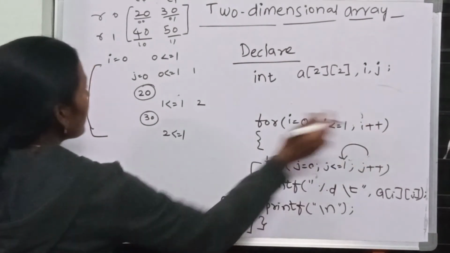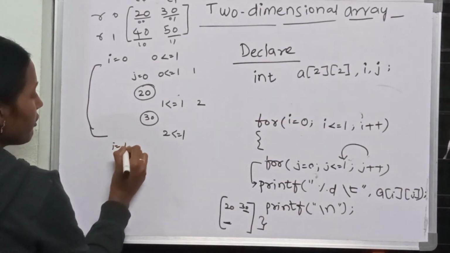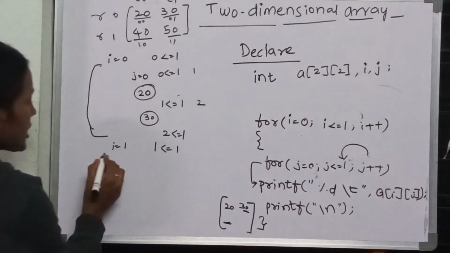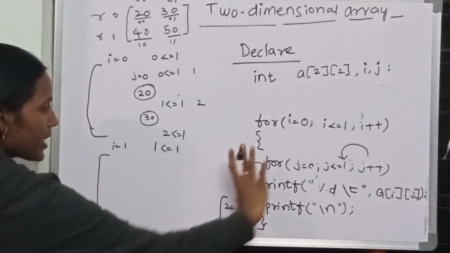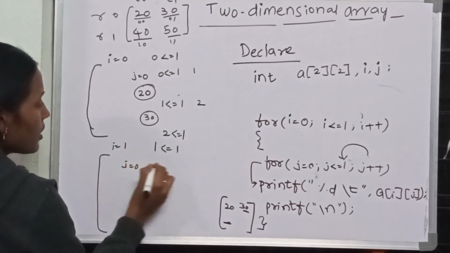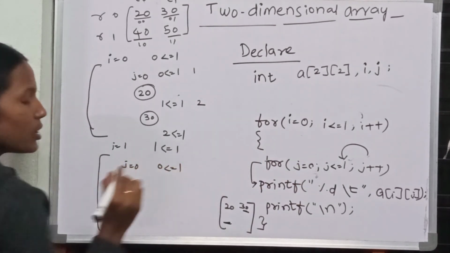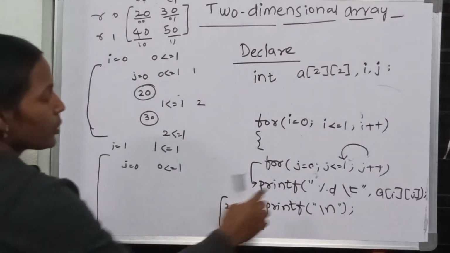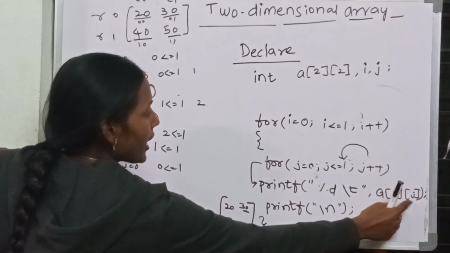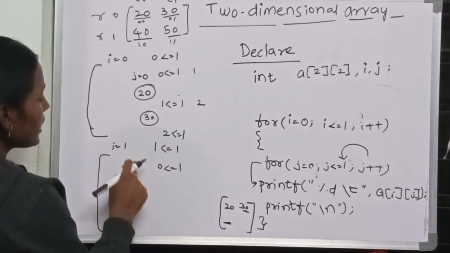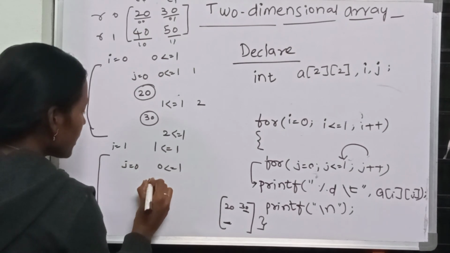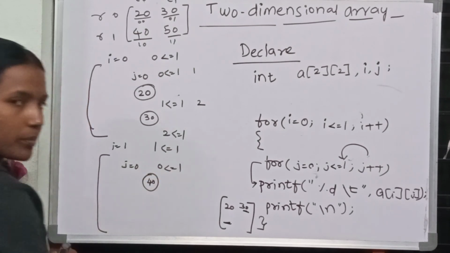Again i becomes what? 1. Is 1 less than or equal to 1? As condition true, again the block has to be executed. Again come to the inner for loop. Now j is 0. 0 is less than or equal to 1. Condition true. Now what are we going to print? %d, a of ij. Now i is 1, j is 0. What are you going to print? You are going to print 40.